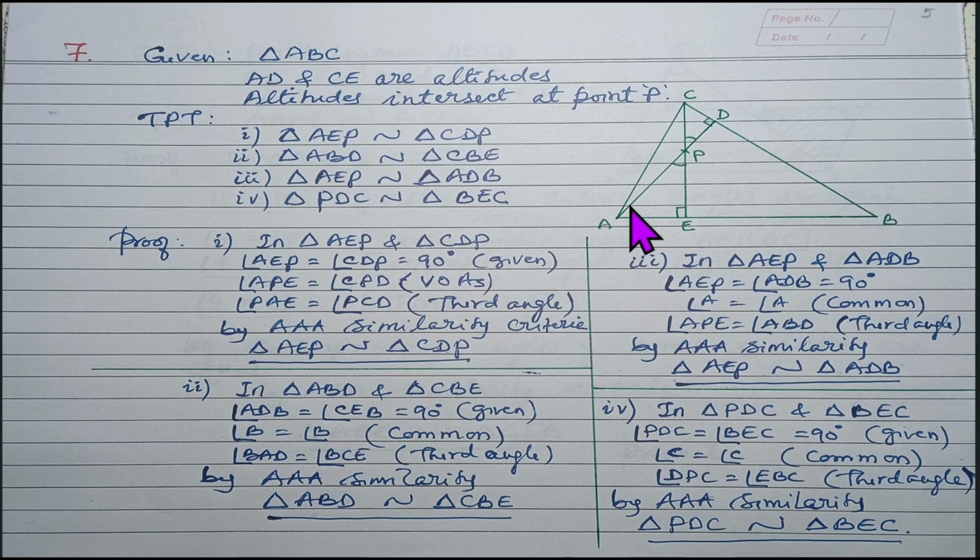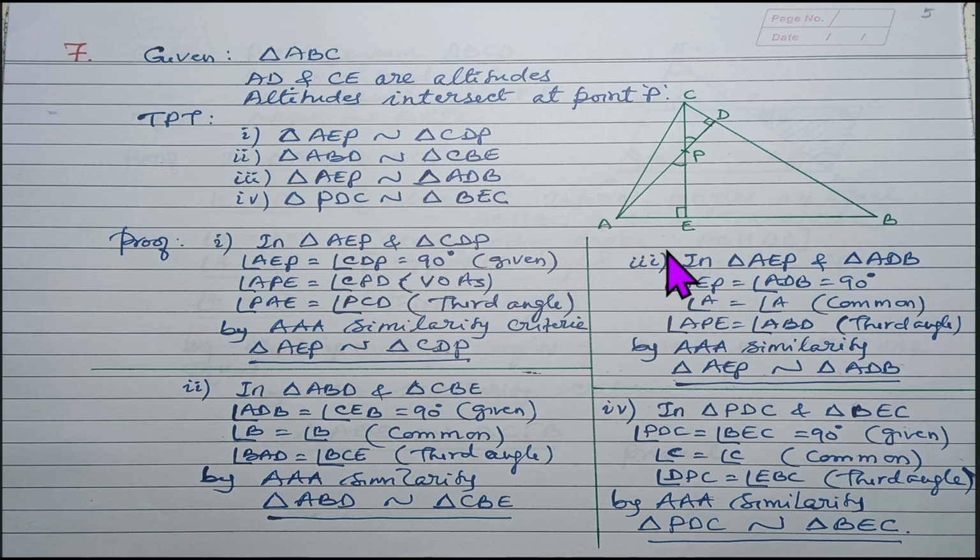Now coming to the second example, we have to show that triangle ABD is similar to triangle CBE. Let us take triangle ABD and triangle CBE. First of all, angle ADB is 90 degrees, and so also CEB is 90 degrees, that is given by construction, or because they are altitudes. Now angle B is equal to angle B because it is common to both the triangles.